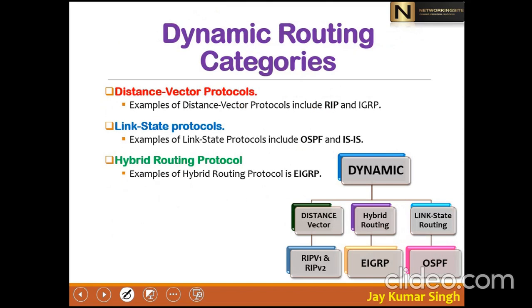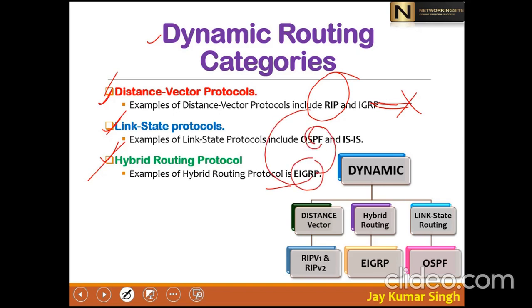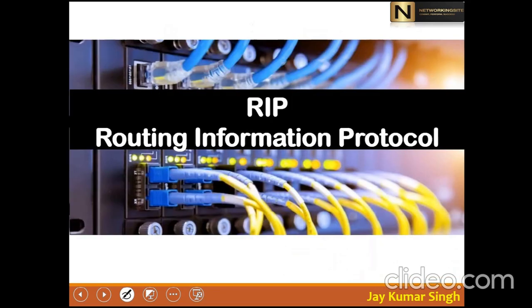Now we already know dynamic has three categories: distance vector, link state, and hybrid. Distance vector is RIP, link state is OSPF, and hybrid is EIGRP. So first we will learn about RIP. IGRP is not in use. Then we will learn about EIGRP, and then OSPF. So this is RIP, Routing Information Protocol. RIP stands for Routing Information Protocol.